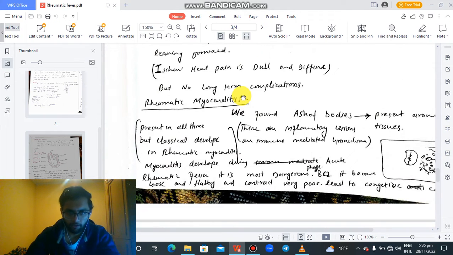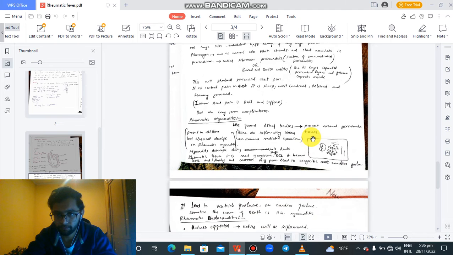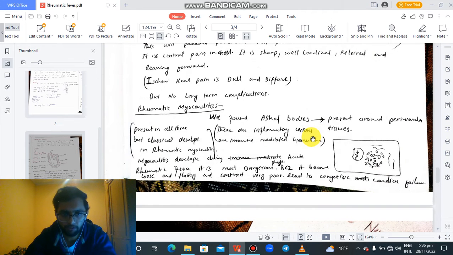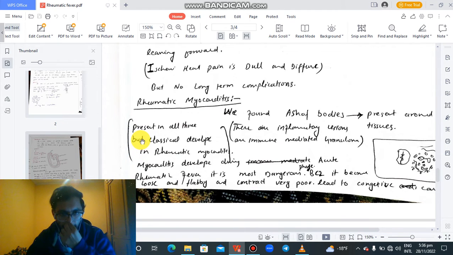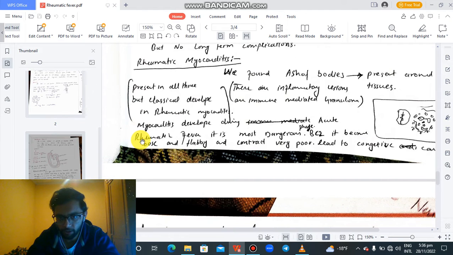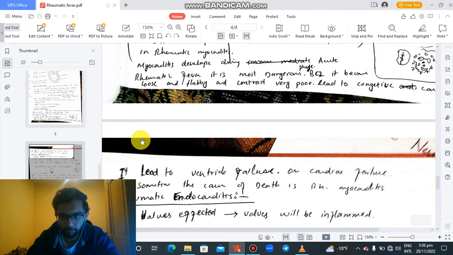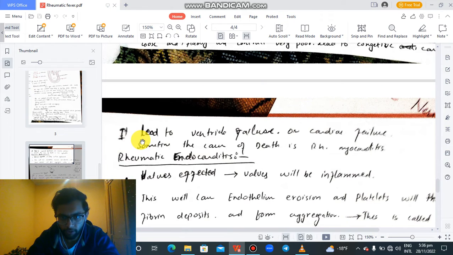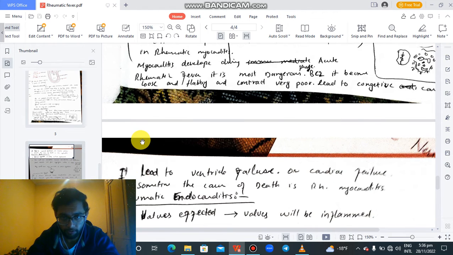Myocarditis. In rheumatic myocarditis, we find Aschoff bodies present around perivascular tissues. These are inflammatory lesions, immune-mediated granulomas, present in all three, but classically developing in rheumatic myocarditis. Myocarditis develops during acute rheumatic fever. It is the most dangerous phase because the heart becomes loose and flabby and contracts very poorly, leading to congestive cardiac failure, which sometimes causes death. So basically, I will explain this.